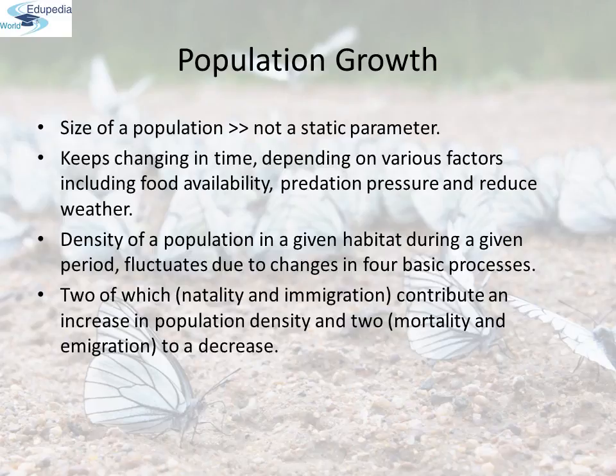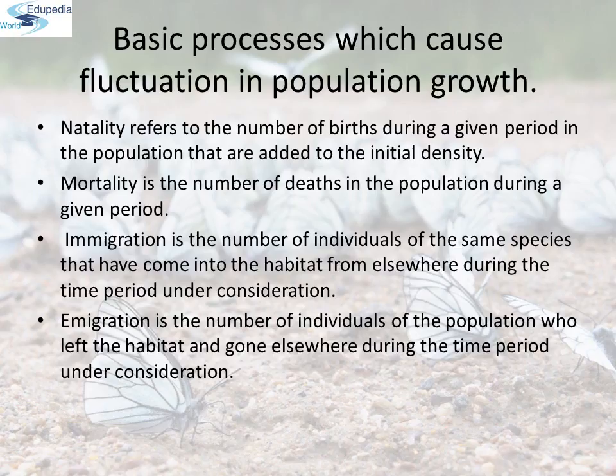Whatever might be the ultimate reasons, the density of a population in a given habitat during a given period fluctuates due to changes in 4 basic processes, 2 of which, natality and immigration, contribute to an increase in population density, and the other 2, mortality and emigration, decrease the population growth. Basic processes which cause fluctuations in population growth.